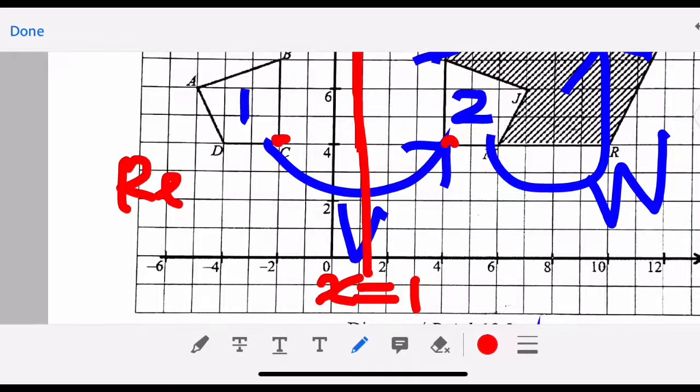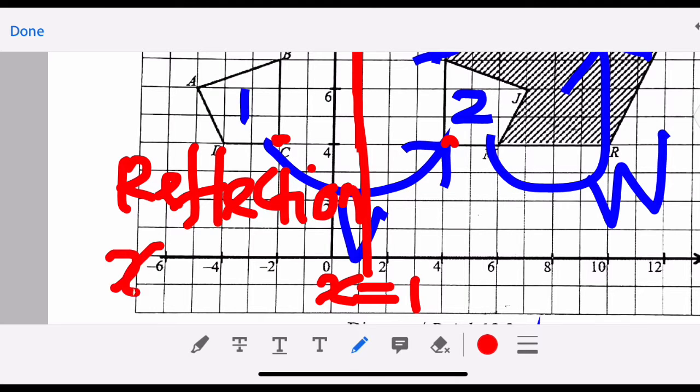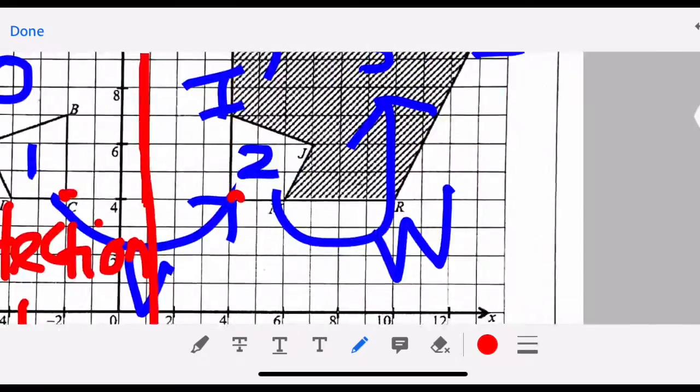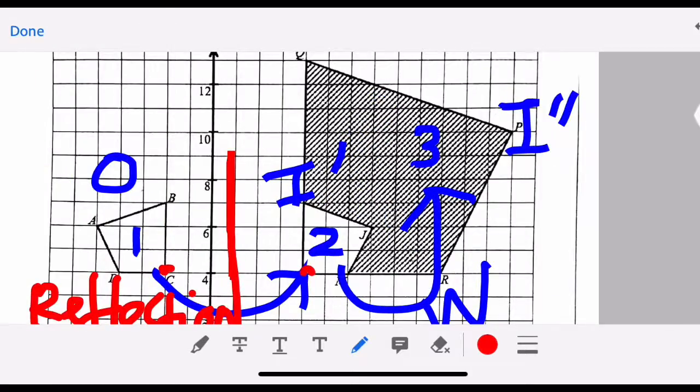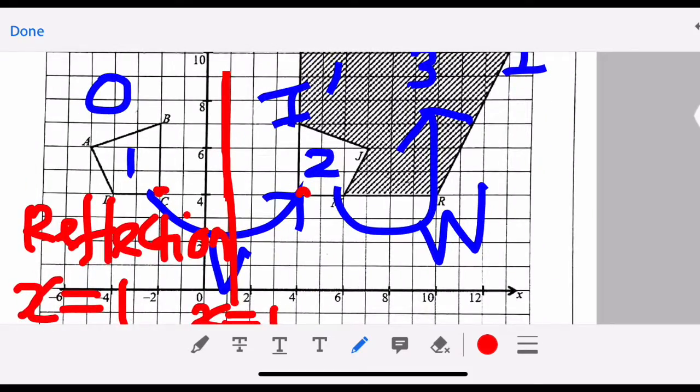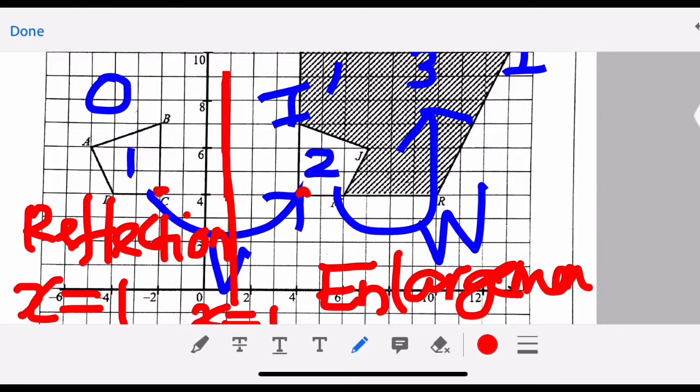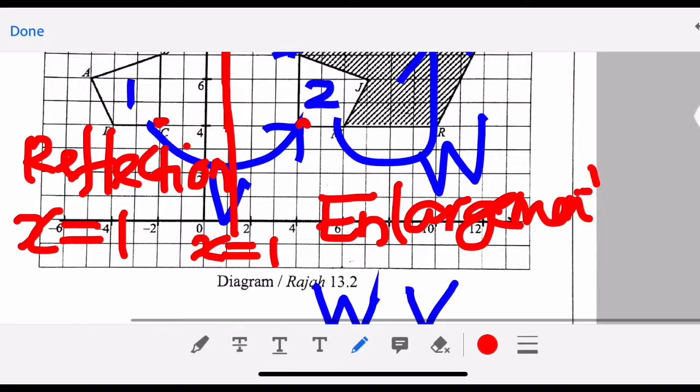Refraction, 1 mark already. Okay, write properly. In the line x equal to 1, another mark, 2 marks already. After that, from 2, you want to make it bigger, of course it will be enlargement. So you write enlargement, 1 mark. Enlargement will give you 1 mark. And then, make sure you write properly.